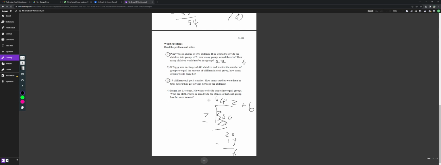And for our next question, we have 15 children, each got 8 candies. How many candies were there in total before they got divided between the children? And to find this, we could just do 15 times 8. So we have 5 times 8, 40, carry over the 4. So 1 times 8 plus 4 is 12, so 120. So the answer would be there would be 120 candies before it got divided between the children.